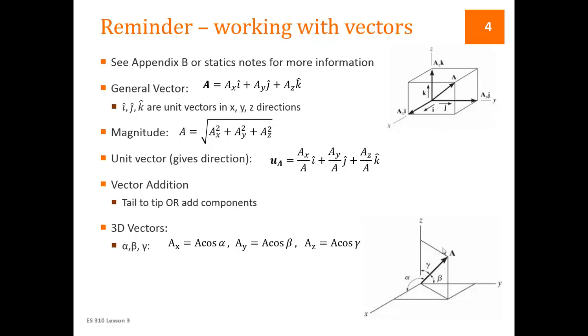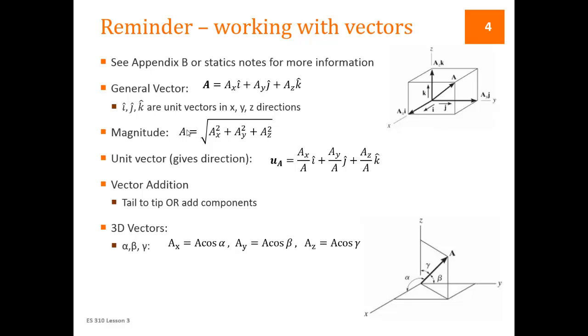If you want more information about vectors, go back to your statics notes or take a look at Appendix B in the Hibbeler text. So a general vector can be written as an x part in the i hat direction, y part in the j hat direction, and a z part in a k hat direction. Alright, i hat, j hat, and k hat are unit vectors in the x, y, and z direction. They have a magnitude of 1, that's constant, and they have a constant direction along the x-axis, the y-axis, or the z-axis.